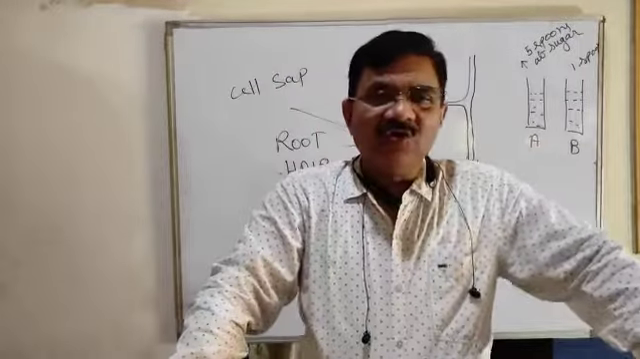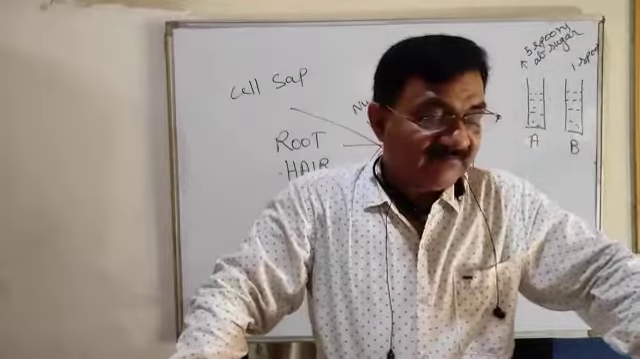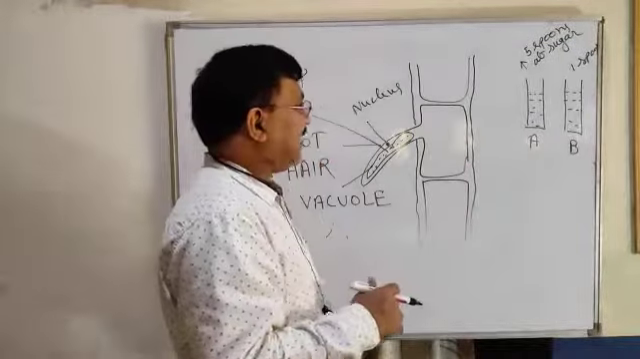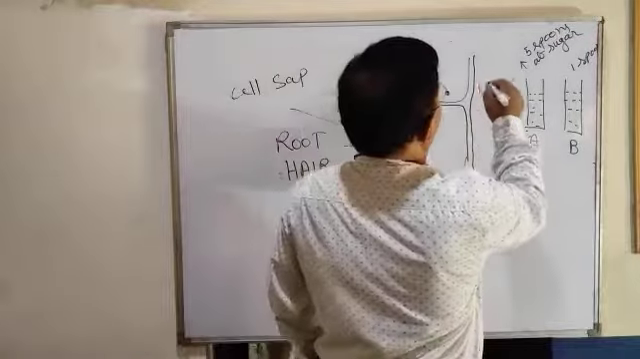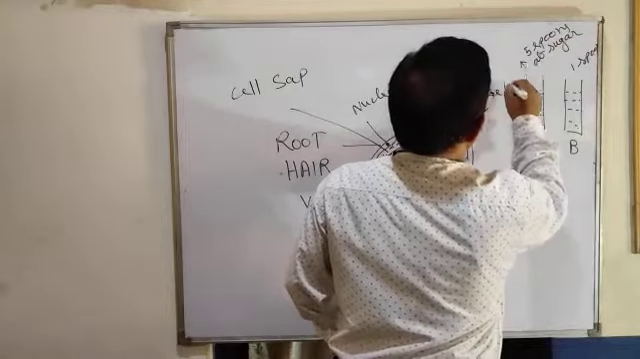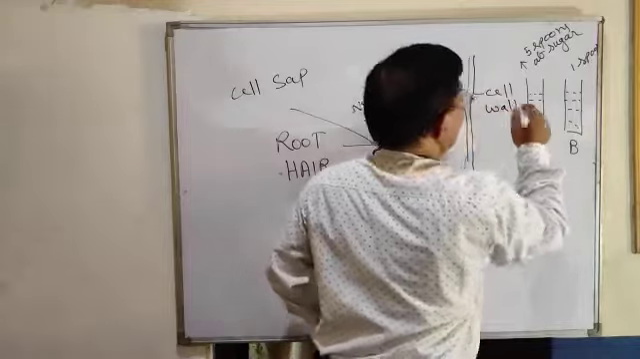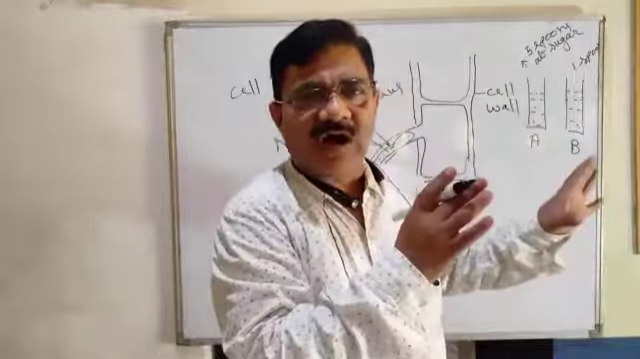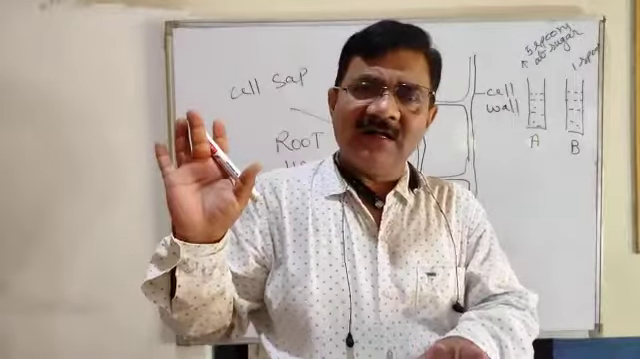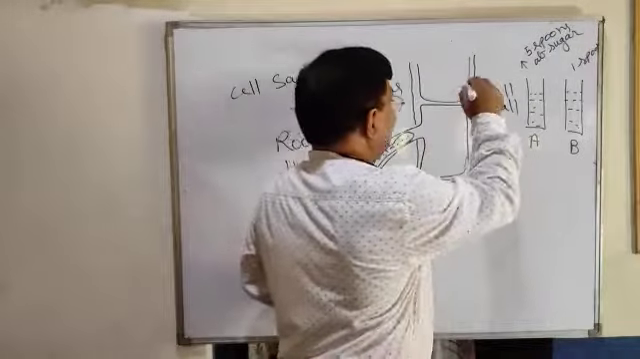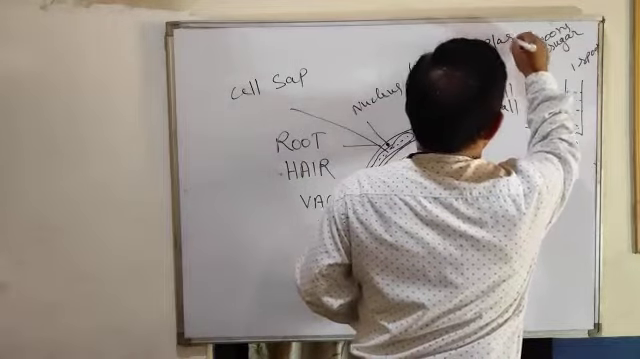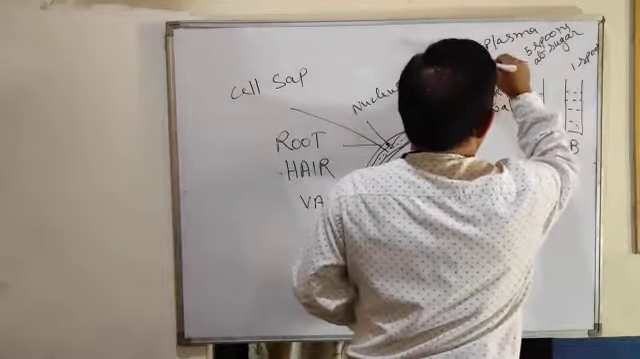Third point, root hairs have thin walls. You know that the outer covering of the plant cell is the cell wall, and the cell wall is freely permeable. Anything can go out, anything can come inside. And next is the plasma membrane or cell membrane.